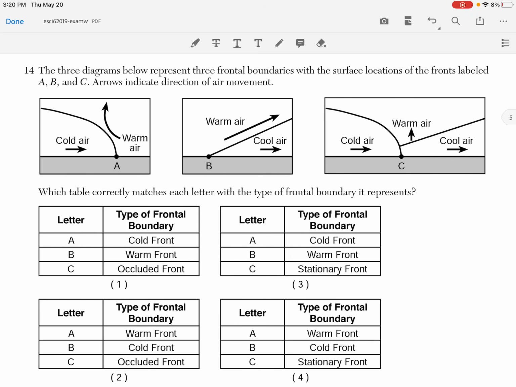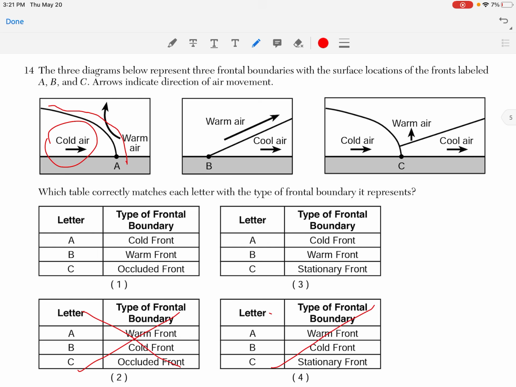So if you look at this one over here, letter A, you'll notice this is cold air that's moving in, and it's pushing this warm air out and pushing it up because it stays nice and low to the ground. So cold air in would make sense that that would be a cold front. And you just got to remember that a cold front has a curved line, cold curved, okay? So that would make sense to say that A is a cold front, which immediately gets rid of number 2 as well as number 4.